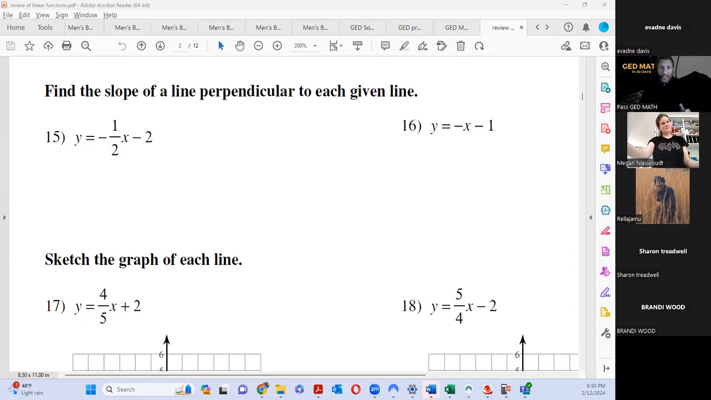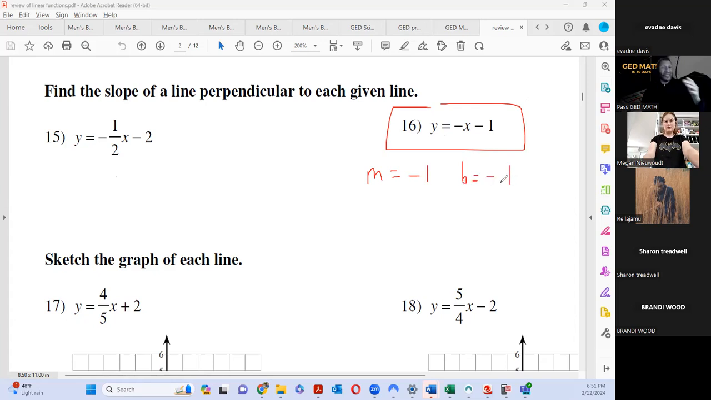So let's look at this. Let's do one more before we go to a GED example. Number 16. What is the slope of number 16? Negative x, it's a 1. Negative 1. What's the y-intercept?